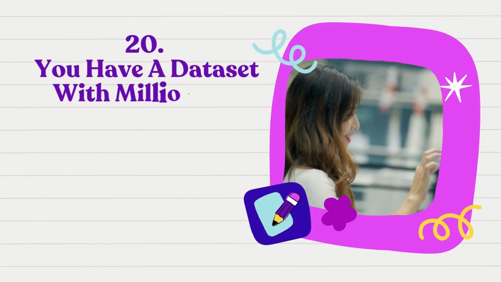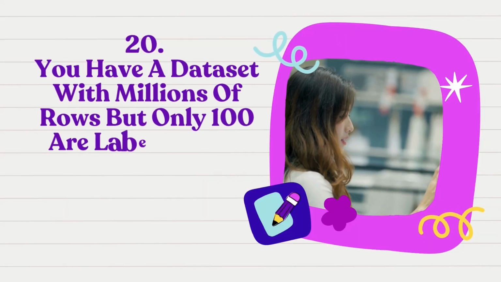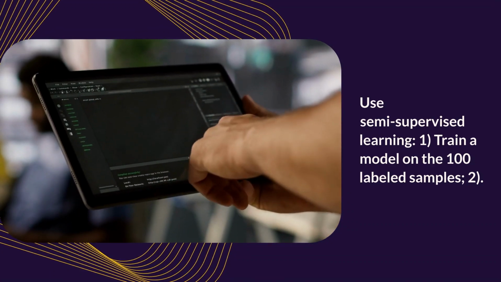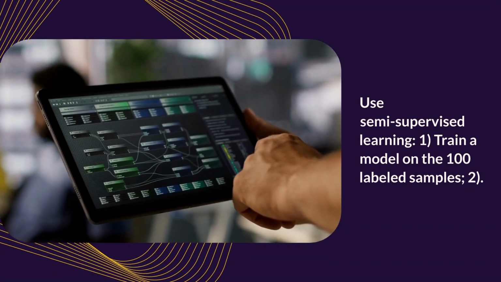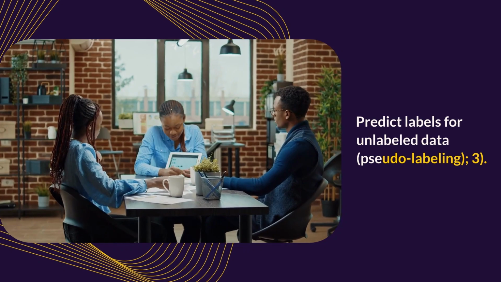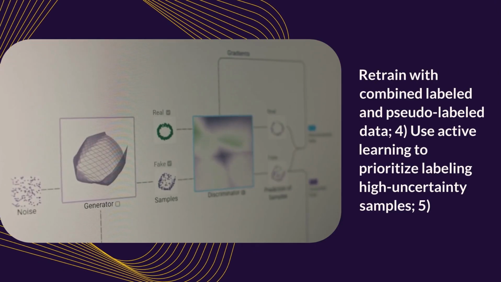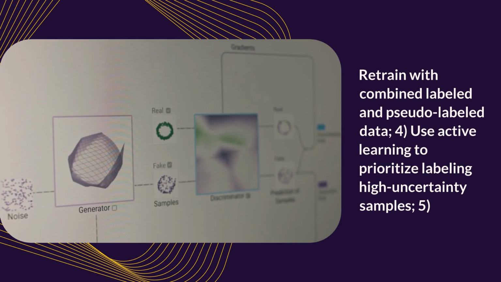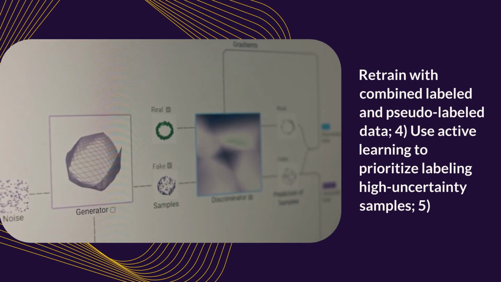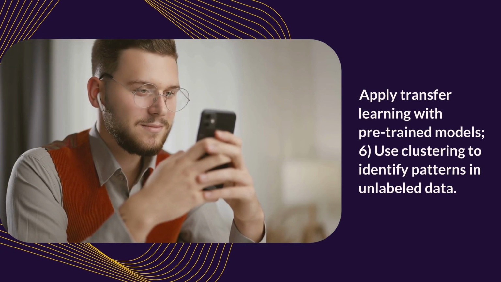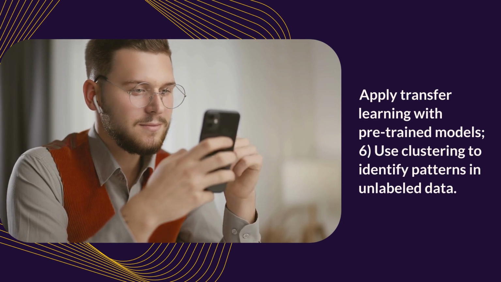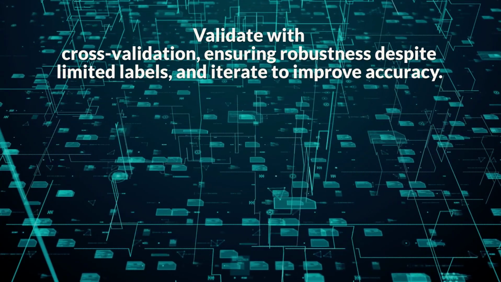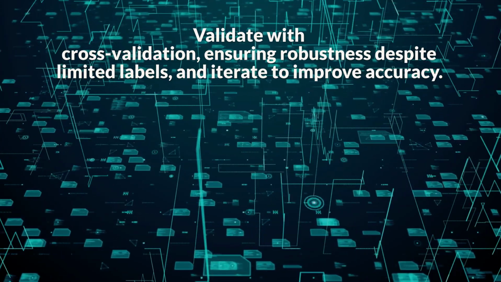20. You have a dataset with millions of rows but only 100 are labeled. How would you build a model? Use semi-supervised learning. 1. Train a model on the 100 labeled samples. 2. Predict labels for unlabeled data, pseudo-labeling. 3. Retrain with combined labeled and pseudo-labeled data. 4. Use active learning to prioritize labeling high-uncertainty samples. 5. Apply transfer learning with pre-trained models. 6. Use clustering to identify patterns in unlabeled data. Validate with cross-validation, ensuring robustness despite limited labels, and iterate to improve accuracy.